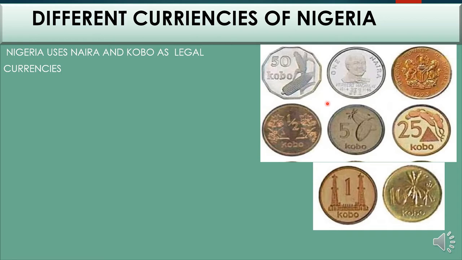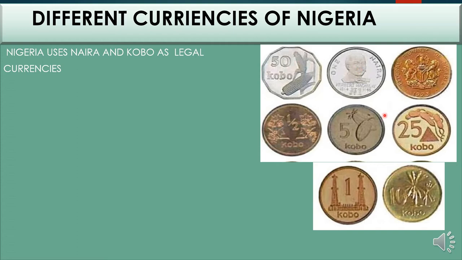All right, are you with me? But we also have 1 Naira in coins. Our Naira note begins from 5 Naira. The Nigerian Naira note begins from 5 Naira. You know, coins are different from notes.